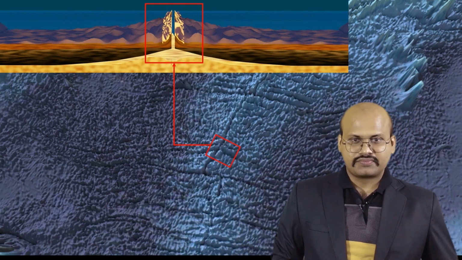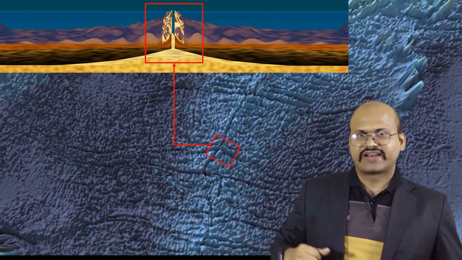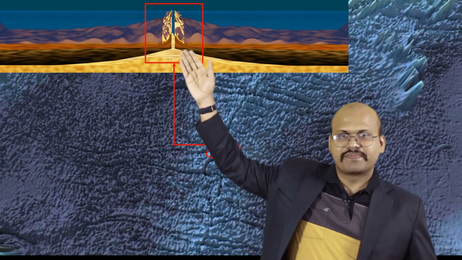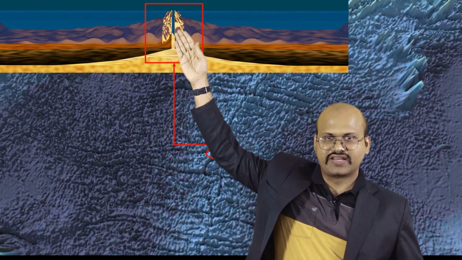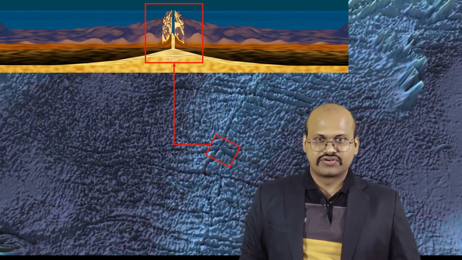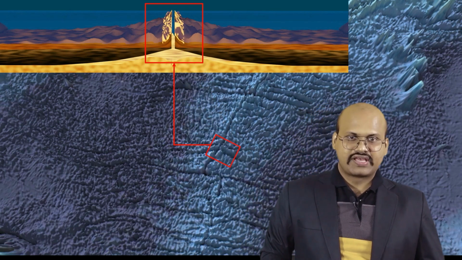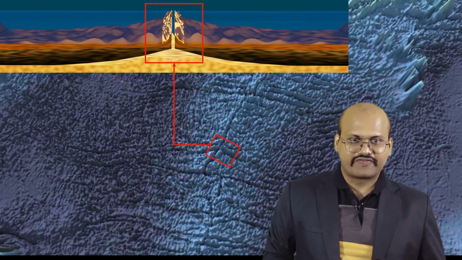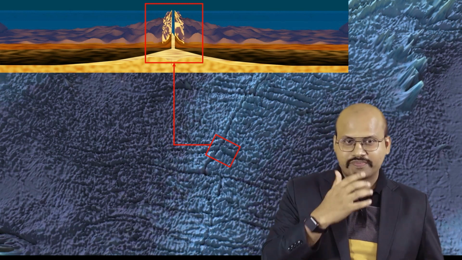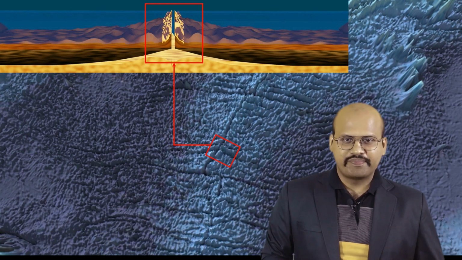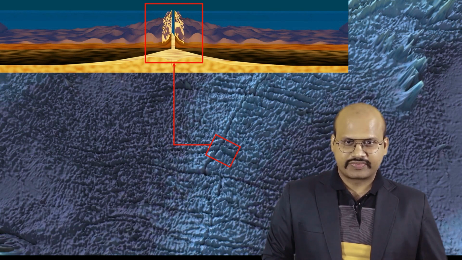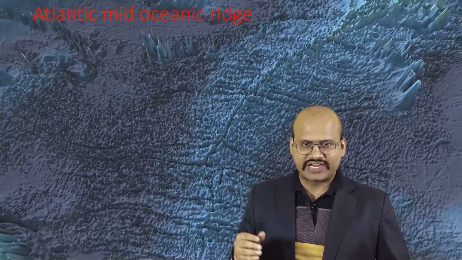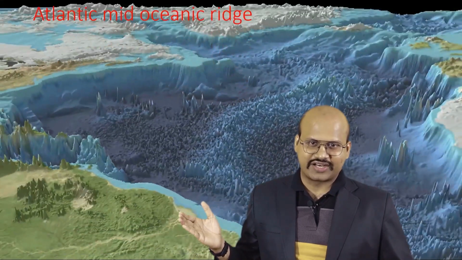So as Harry Hess has suggested, magma must come out from this rift valley and cool down to form the new seafloor. And as new magma comes up and forms new seafloor, the old seafloor must be pushed away from the mid-oceanic ridges. To understand it better, let's look at the cross-section of our Atlantic Ocean.